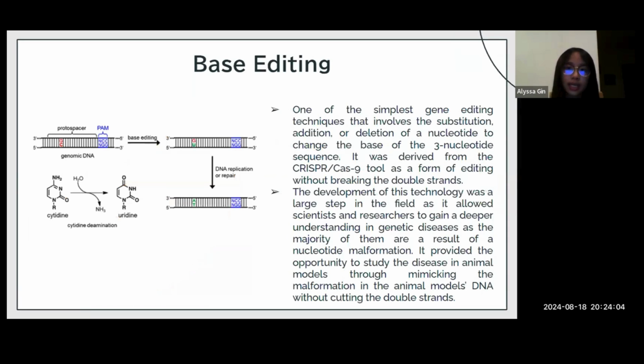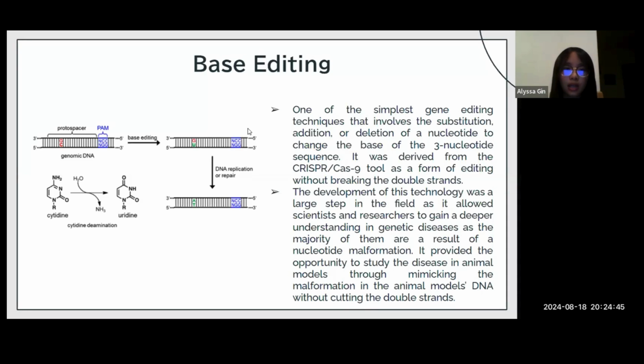And then you have base editing. It is one of the simplest gene editing techniques that involves the substitution, addition, or deletion of a nucleotide to change the base of the three nucleotide sequence. It was derived from the CRISPR tool as a form of editing without breaking the double strands. The development of this technology was a large step in the field as it allowed scientists and researchers to gain a deeper understanding of genetic diseases, as the majority of them are a result of nucleotide malformation, and it provided the opportunity to study genetic diseases in animal models by mimicking those same malformations in the animal model's DNA without compromising those double strands.